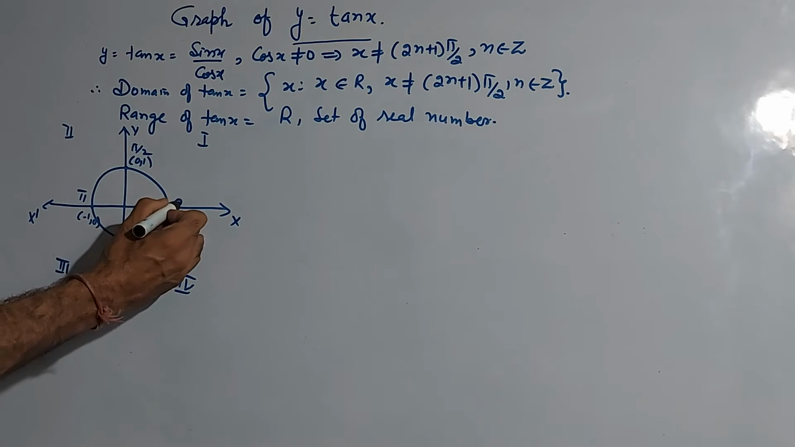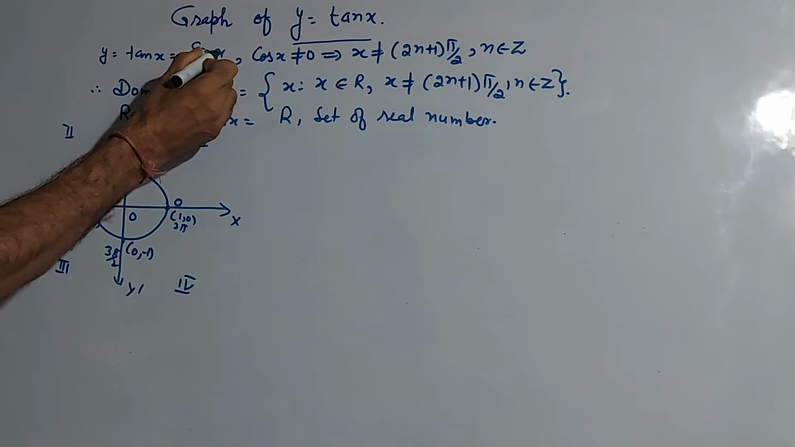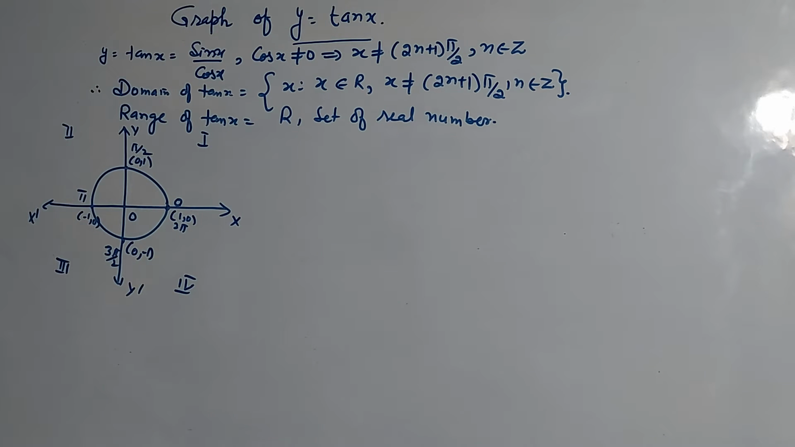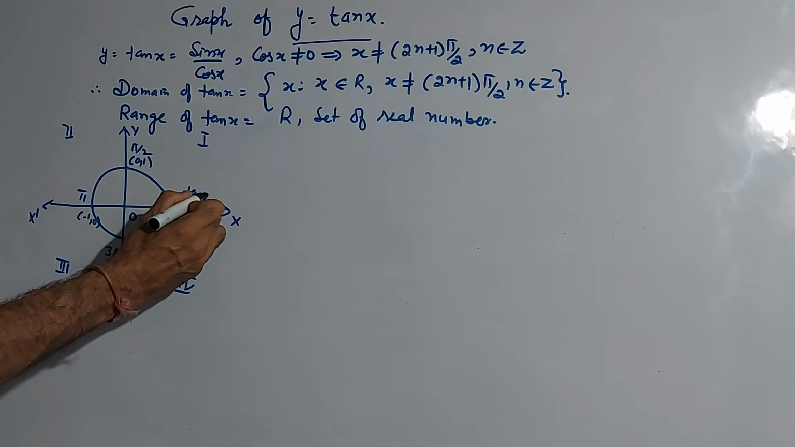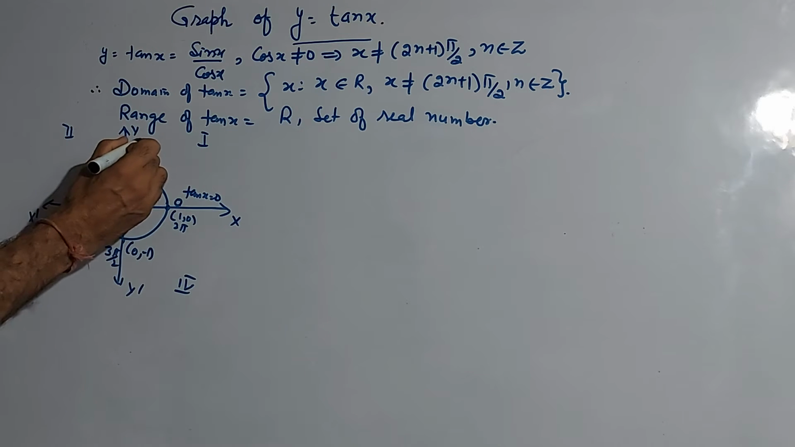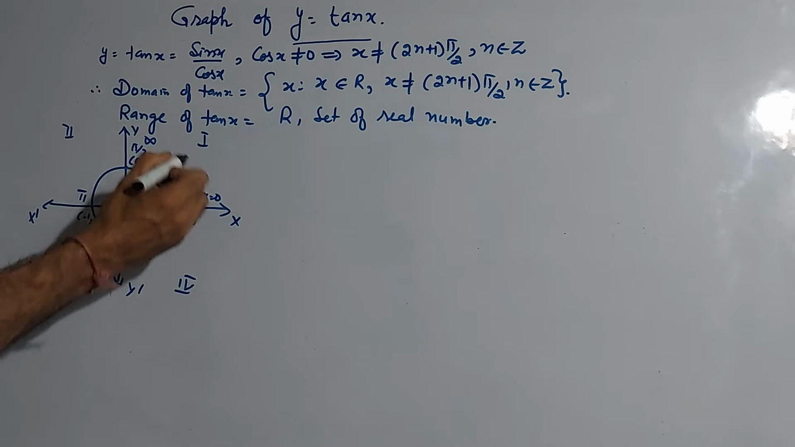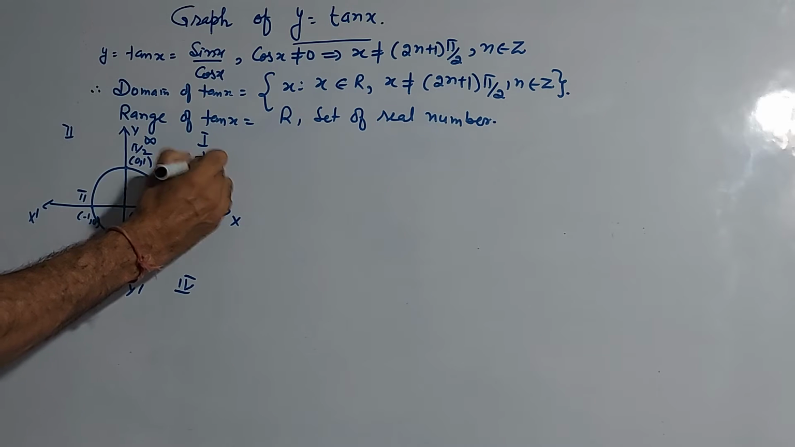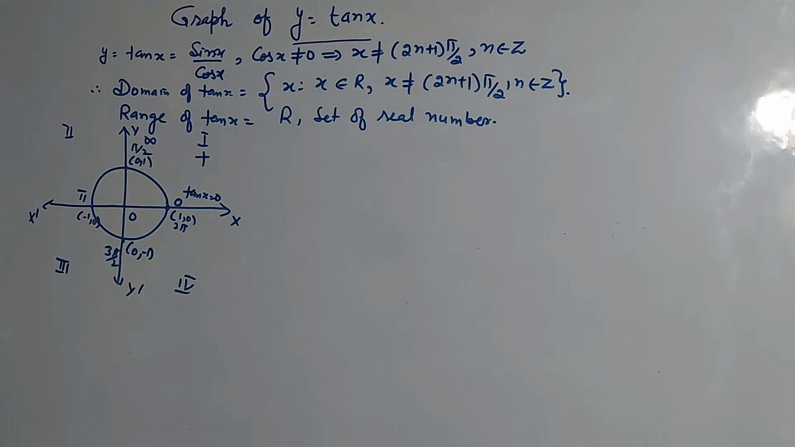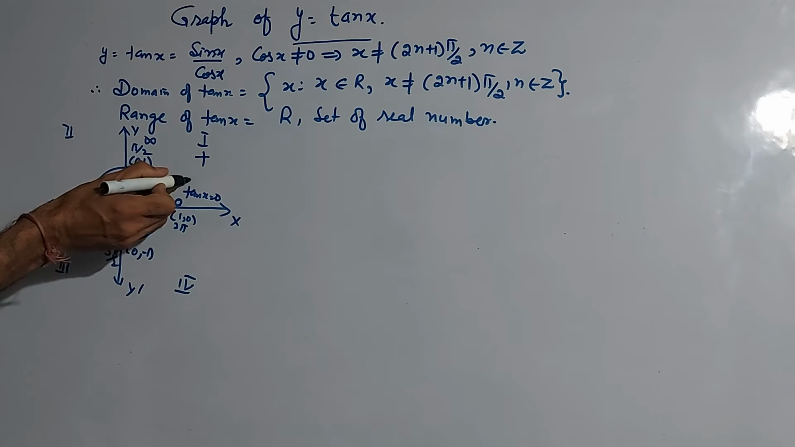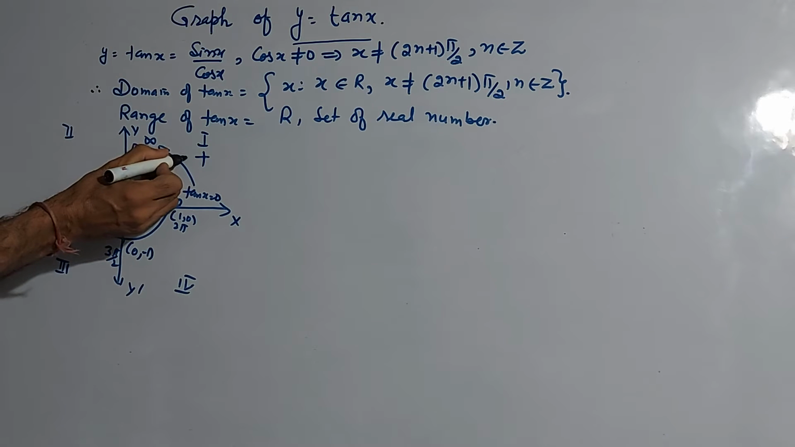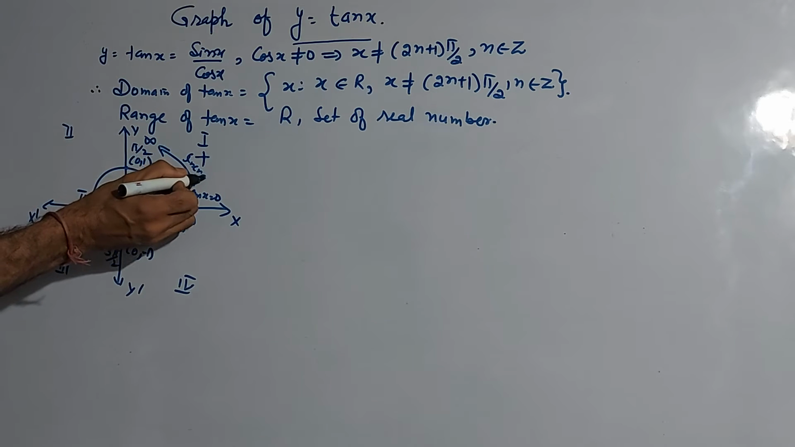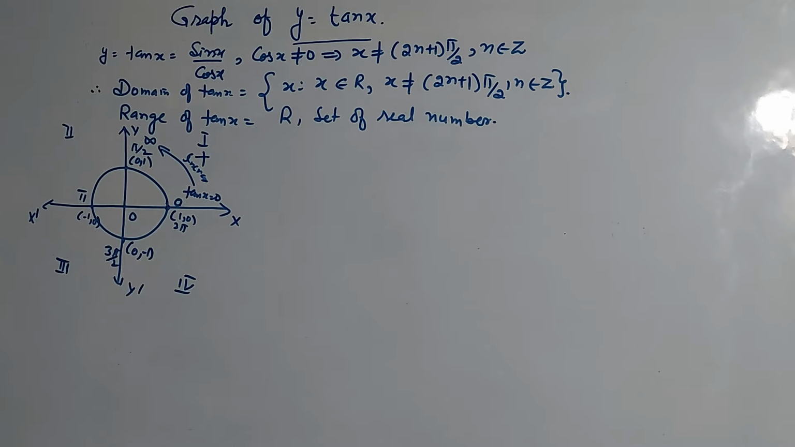We know at 0 degree sine 0 is 0 and cos 0 is 1. So tan x will be 0 here and here infinity. And we know in the first quadrant all t ratios are positive, therefore tan x is also positive. So the value of tan x will increase from 0 to infinity.